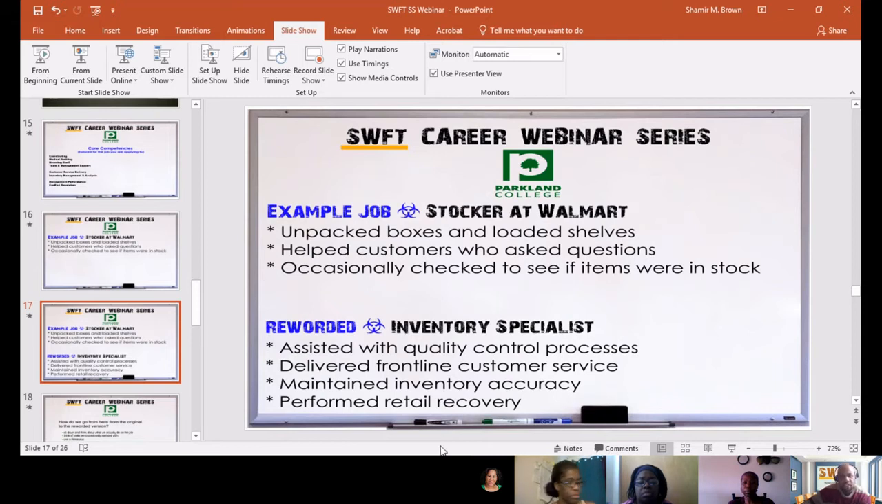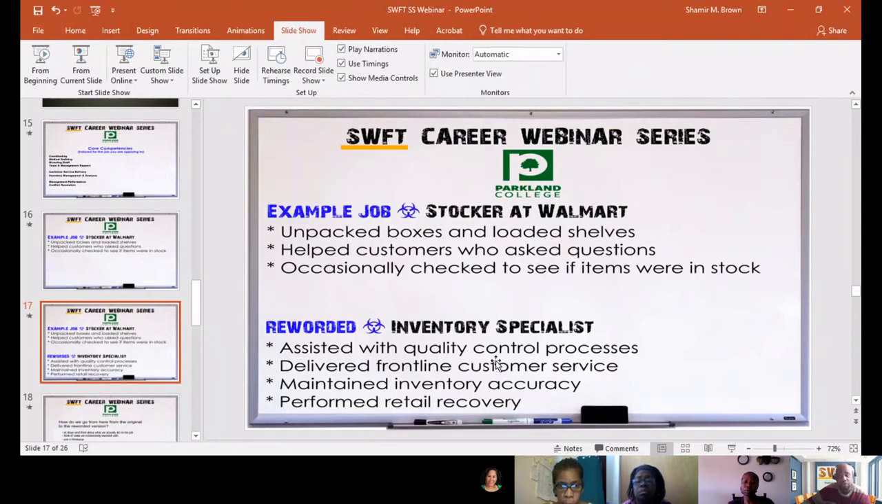So if we're looking at some of these very same things that the person said they did, instead of saying unpack boxes and loaded shelves, we could say assisted with quality control processes. It's the exact same thing. We have to keep things in order. We have to keep the products from being damaged when they come out of the boxes. We don't want things spilling. We don't want containers that are partially cracked, which could prevent someone from purchasing it. So all that's part of quality control.